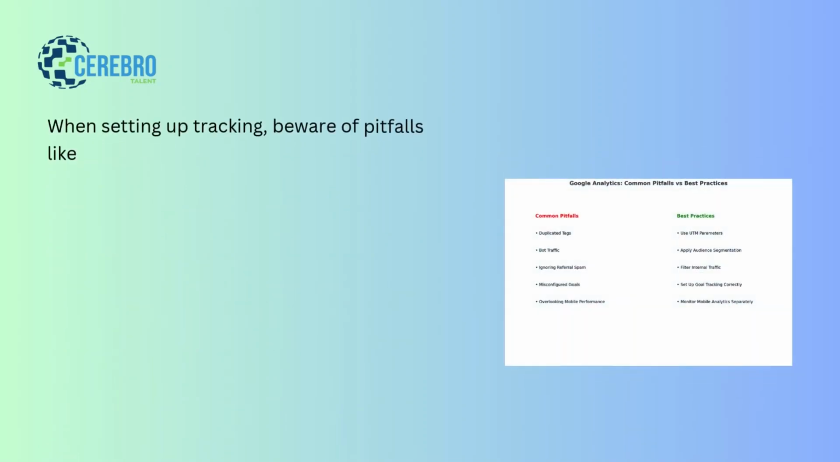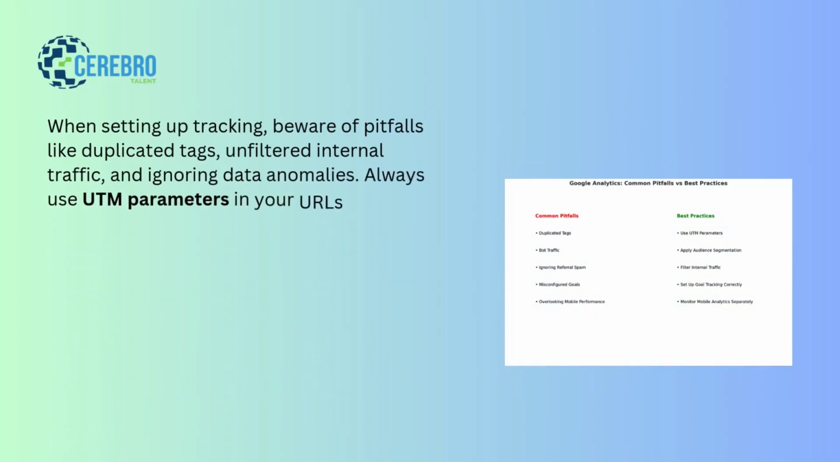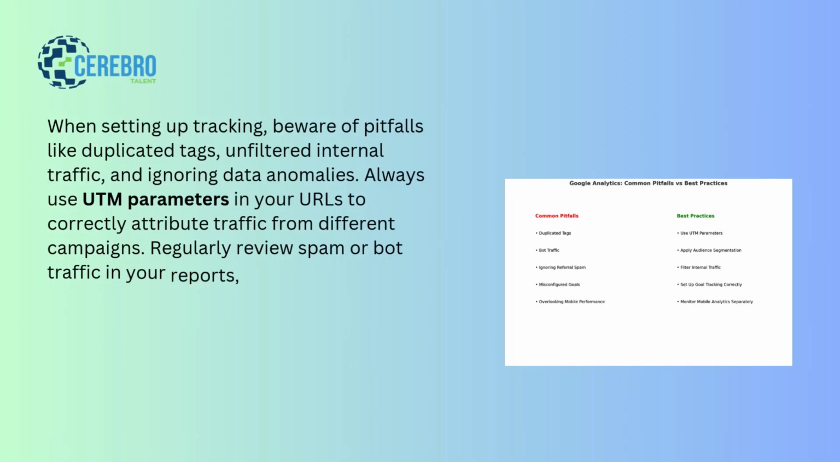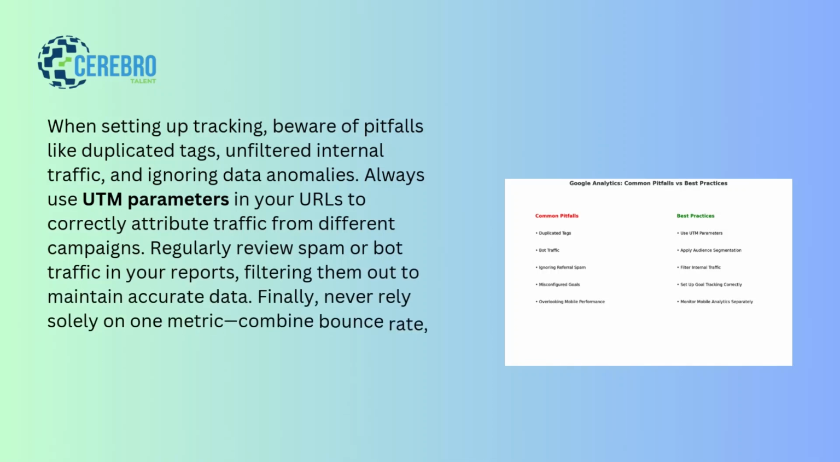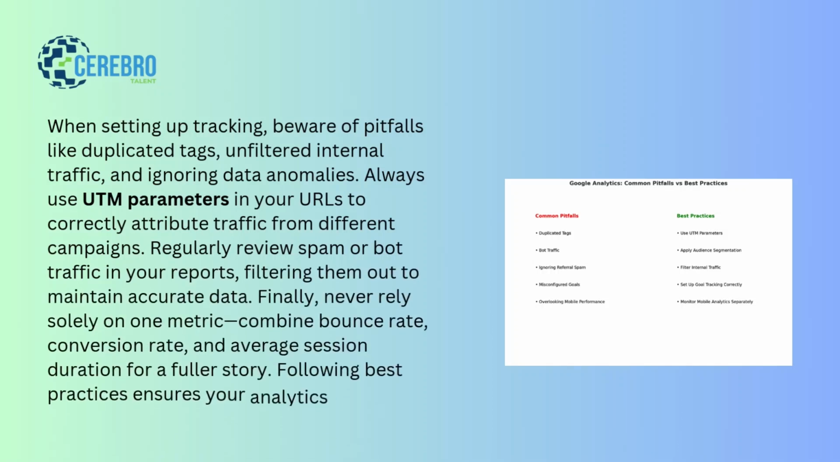When setting up tracking, beware of pitfalls like duplicated tags, unfiltered internal traffic, and ignoring data anomalies. Always use UTM parameters in your URLs to correctly attribute traffic from different campaigns. Regularly review spam or bot traffic in your reports, filtering them out to maintain accurate data. Finally, never rely solely on one metric. Combine bounce rate, conversion rate, and average session duration for a fuller story. Following best practices ensures your analytics data remains reliable and actionable.